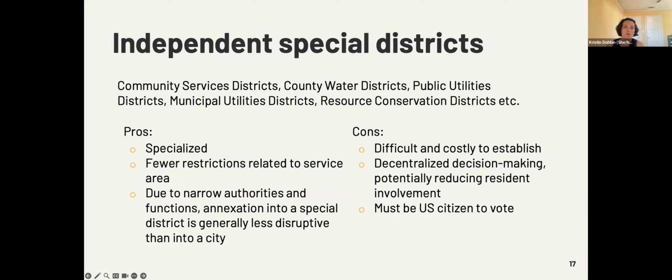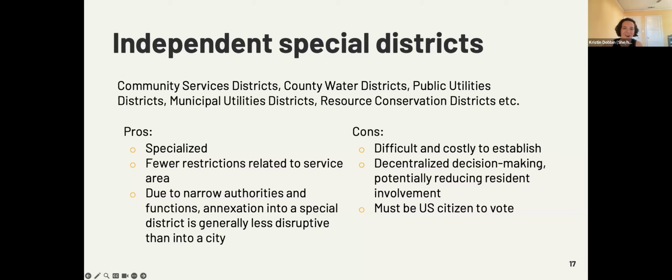So for independent special districts, as I said, there are more than 11 types serving drinking water in California. One of the pros of these districts is that they're really specialized. They have fewer restrictions related to service areas because, unlike cities, they don't have as broad-reaching powers, which sometimes makes their service area a little easier to expand. And due to those narrow authorities and functions, annexation into a special district is likely less disruptive to residents, or involves less change for residents, than annexation into a city.